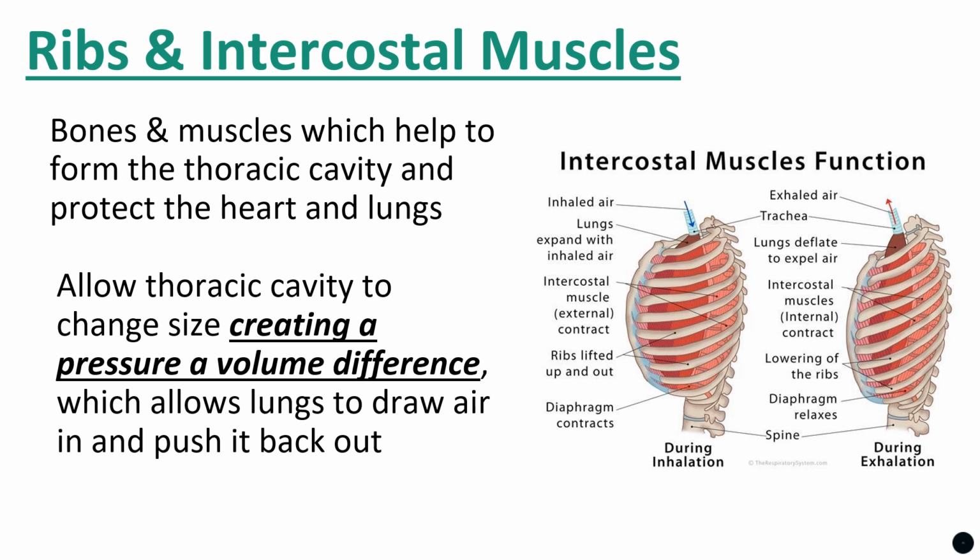The last bit of muscles that we're going to talk about are going to be the ribs and intercostal muscles. These are going to be the bones and muscles which help to form the thoracic cavity and protect the heart and lungs. So these actually allow the thoracic cavity to kind of change size, and this also helps to create a pressure and volume difference, which is going to allow the lungs to draw air in and push it back out. So a couple different muscles that all work together here to allow gas exchange to occur.